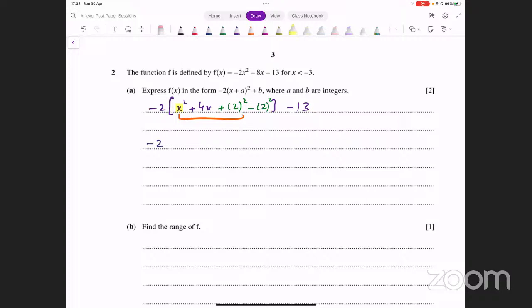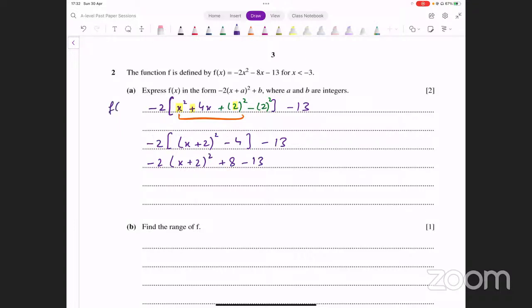So we're going to take x from here, plus from here, and 2 from here. And we have x plus 2 whole squared minus 4. Outside we have minus 13. Now simplify this, we get minus 2 into x plus 2 whole square. Minus 2 has to be multiplied with minus 4 as well, remember? So it becomes plus 8 minus 13.